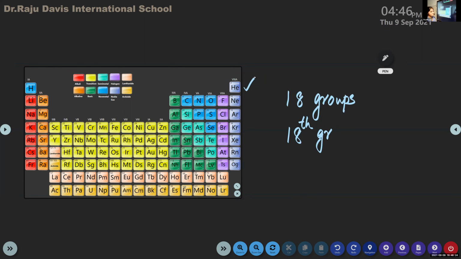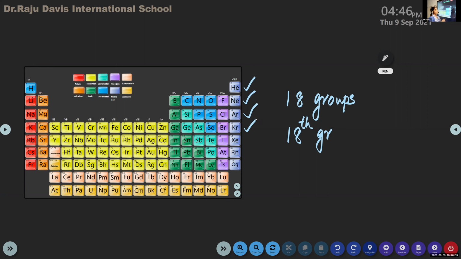Next one. Which is the 10th element? Neon, yes, it's neon. Then argon, Ar. Then krypton. No need to learn the names now. Now you can just go through the symbols.